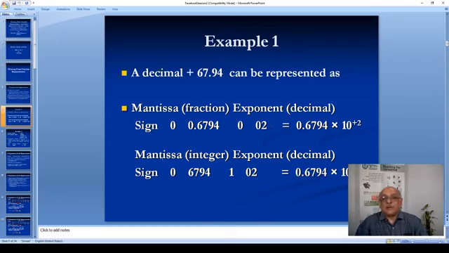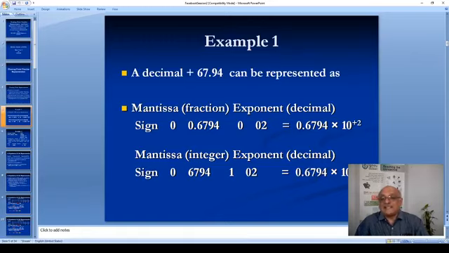So the mantissa, if we represent the same number using an integer mantissa, then the number is going to be once again 6794. But look into the value of the exponent. If I want to represent it, and this particular number, actually once again you can see the mistake over here.